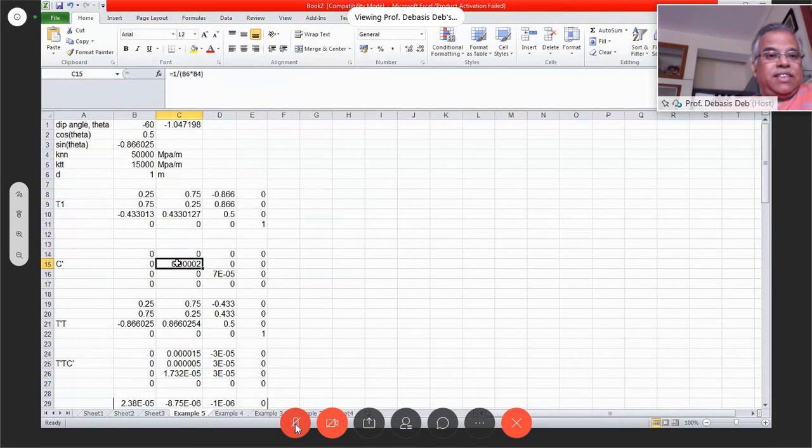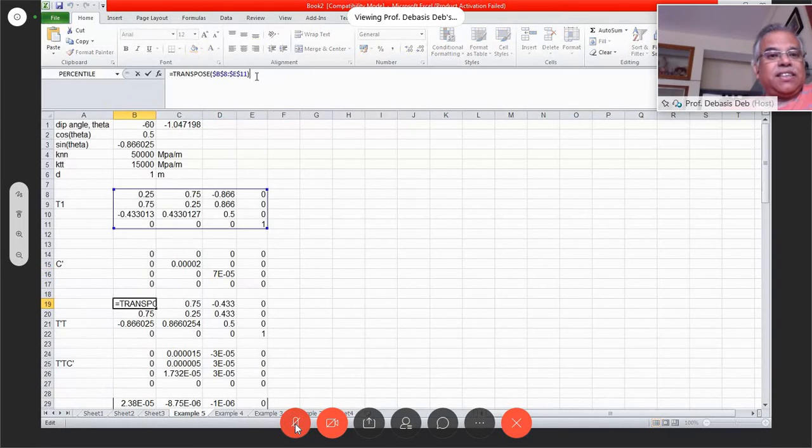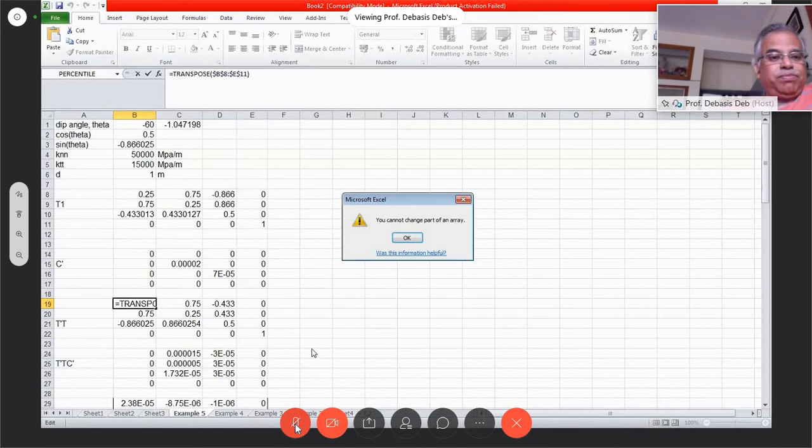Now here you can see this one is KNN multiplied by D, and this one is KTT multiplied by D. I will give you this Excel file also so that you can do it later. Now first thing is इसका ट्रांसपोज करना है, इसका ट्रांसपोज करके C से मल्टीप्लाई करना है. तो basically our formula is T transpose C dash T. तो इसका ट्रांसपोज कर दिया इस मैट्रिक्स का, I think you know the transpose formula.